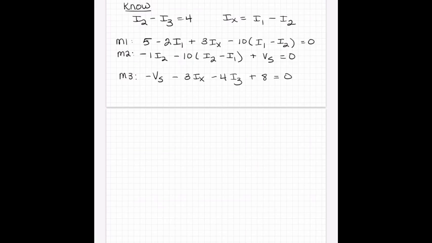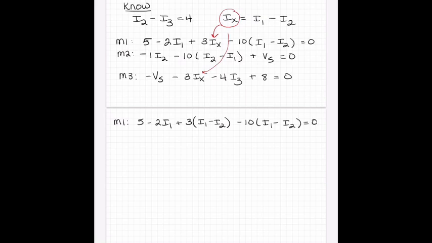All right, so let's just go ahead and do that. Let's just simplify our equations down and see where we are. So I'm going to do a couple of things. I'm going to substitute Ix into these equations as appropriate, and do some simplification. All right, so starting with mesh 1, I'm going to have 5 minus 2I1 plus 3 times I1 minus I2, doing that substitution, minus 10 times I1 minus I2 is equal to 0.